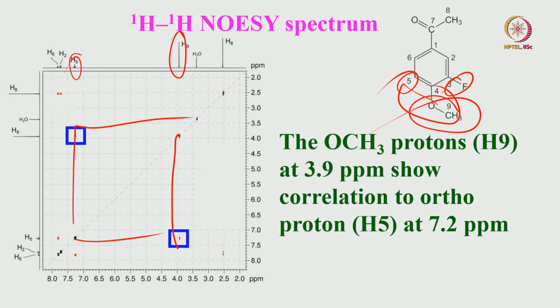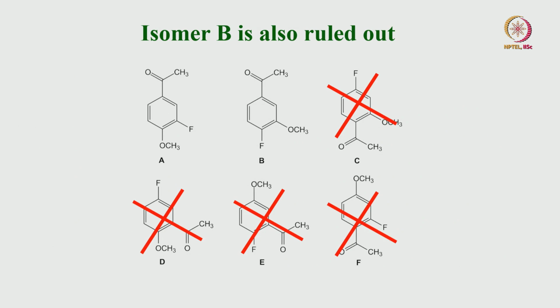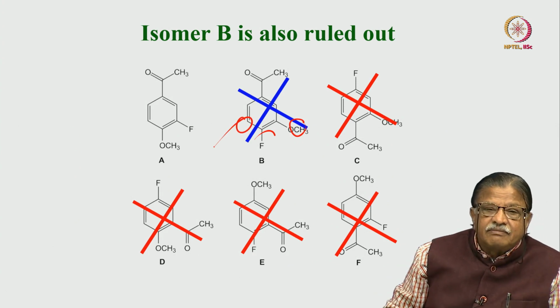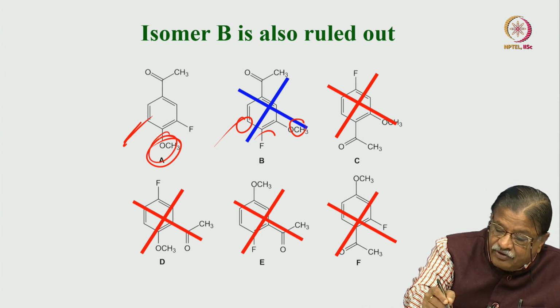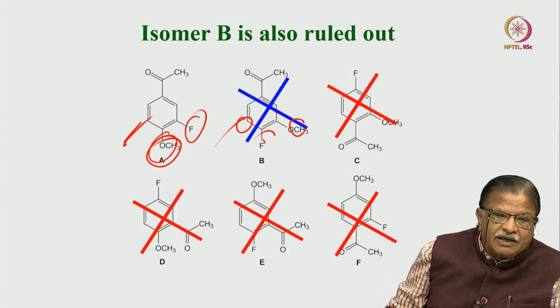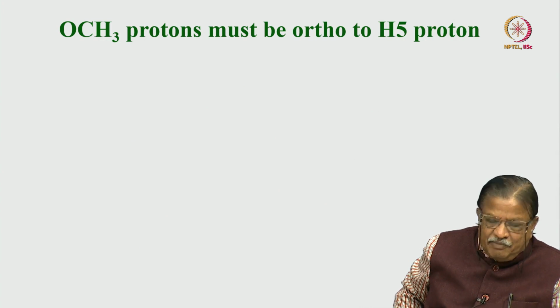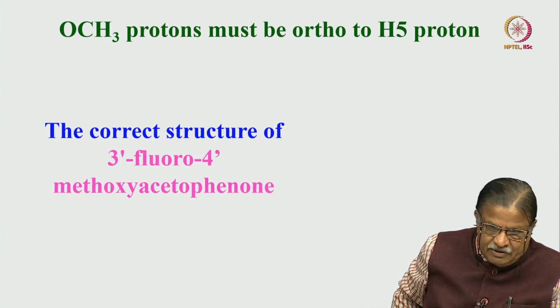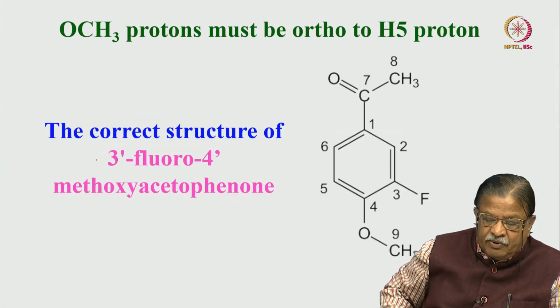Fluorine is on the right side, it is not giving a correlation to that. If you consider this possibility, we have already eliminated this. Now this is also eliminated, because if this is the fluorine, OCH3 cannot give a correlation to this. If this is the only possibility, it can give a correlation to this. So fluorine cannot be here; fluorine has to be on the other side. So this also is ruled out. The OCH3 protons must be ortho to the H5 proton. Otherwise, OCH3 cannot give a correlation to this. So the OCH3 proton is ortho to the H5 proton.